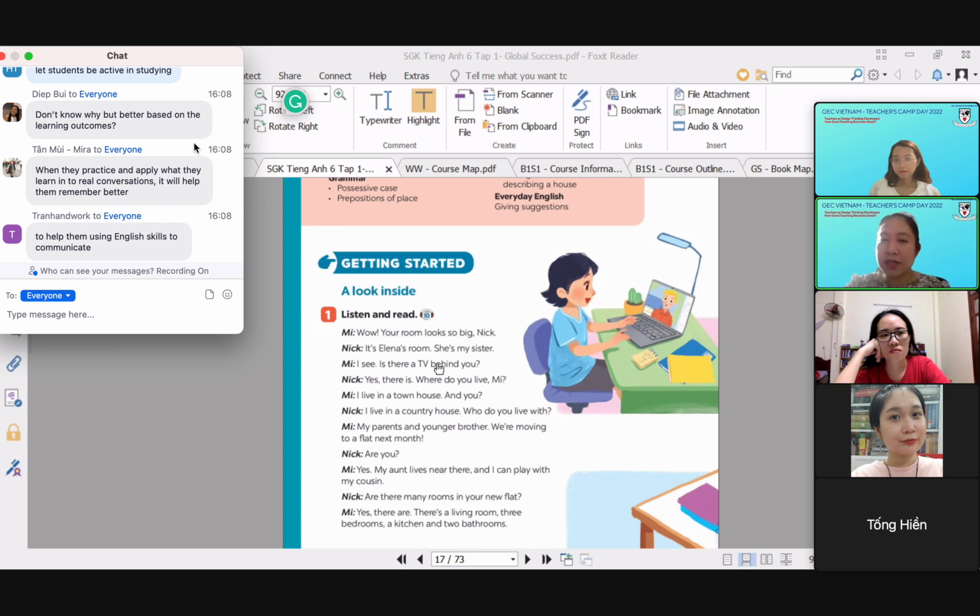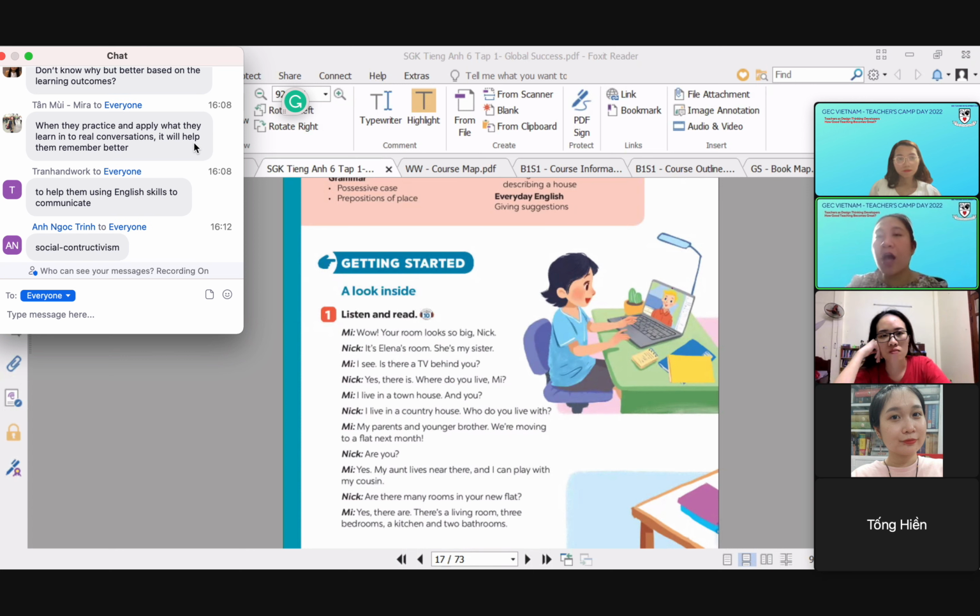So this theory here is social constructionism. Social constructionism is very popular in psychology and sociology as well. Social constructionism, constructionism or constructivism, that's fine. Let me give you this.